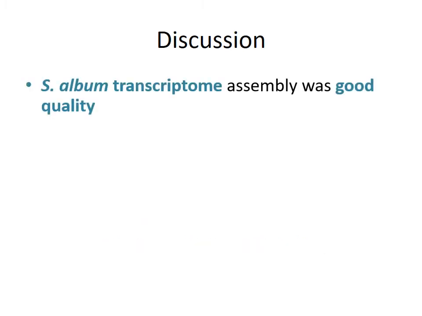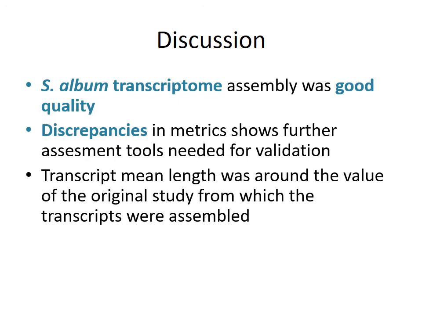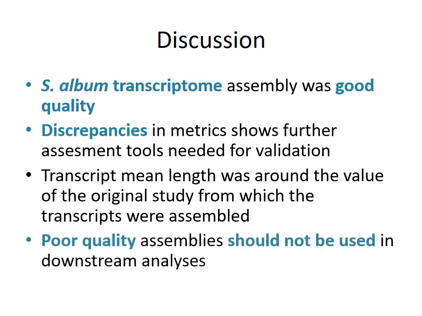The S. album transcriptome assembly was of good quality. Discrepancies, however, in the metrics show further assessment tools are needed for validation of the assembly. Transcript mean length was around the value of the original study from which the transcripts were assembled. However, poor quality assembly should not be used in downstream analysis, as this will result in poor quality analysis.